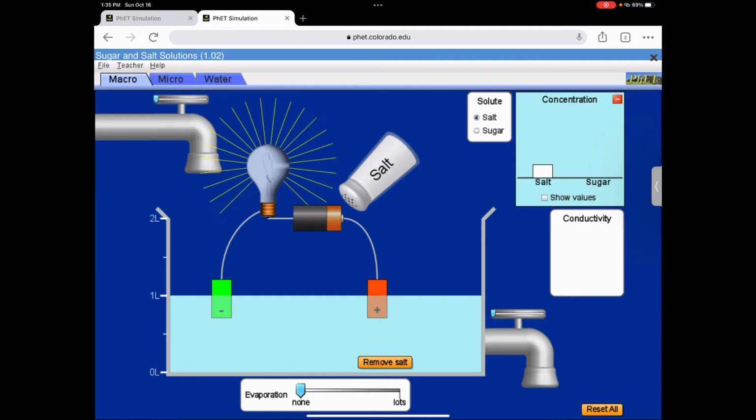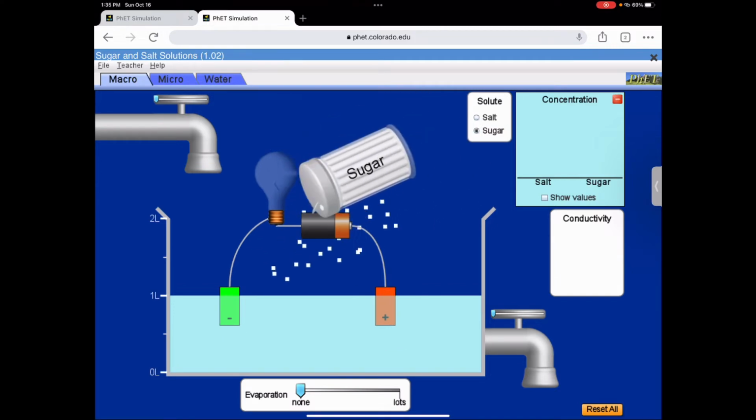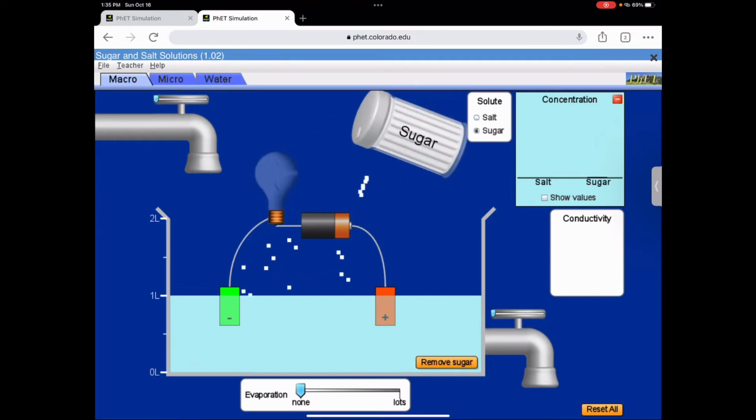In contrast, if I give it sugar and I set up the conductivity, remember the sugar isn't dissolving because it's attracted to the poles of the water per se. It's doing hydrogen bonding, yeah, but it's not trying to split apart. And so because of that, we don't have anything going on with our light bulb right there. So you can see that there's a difference.